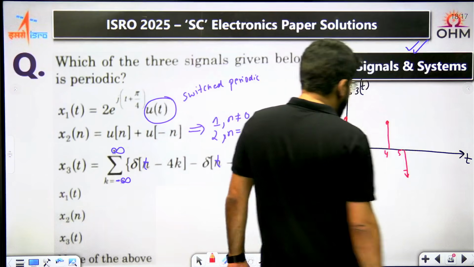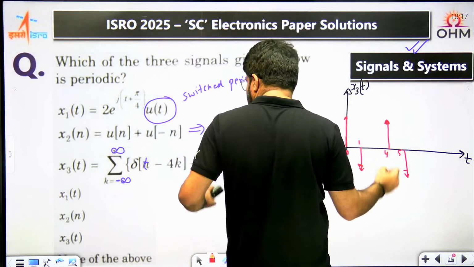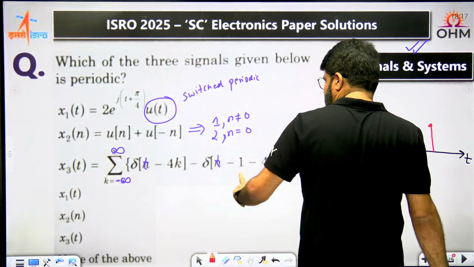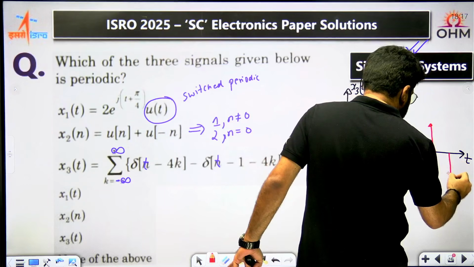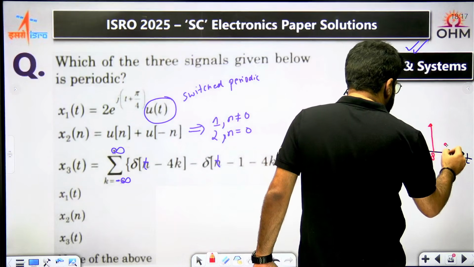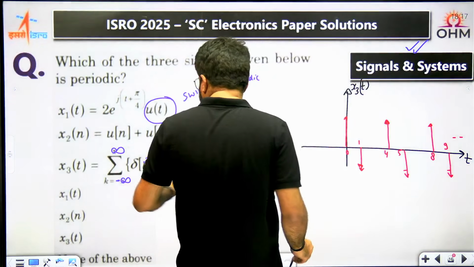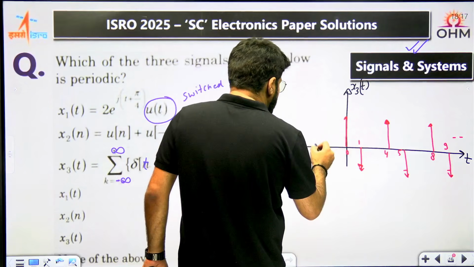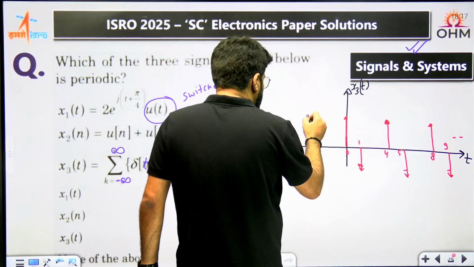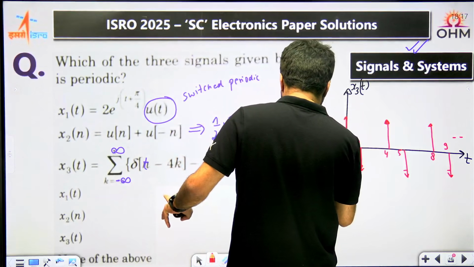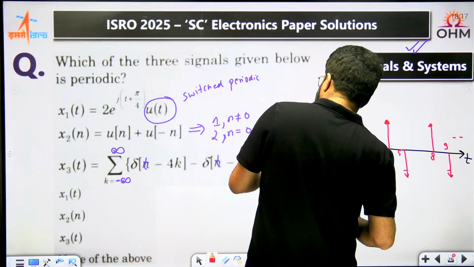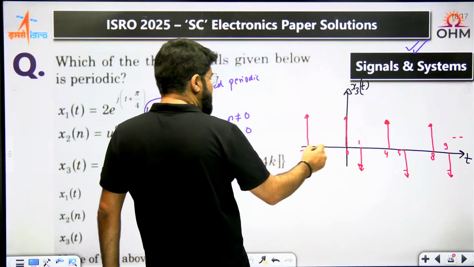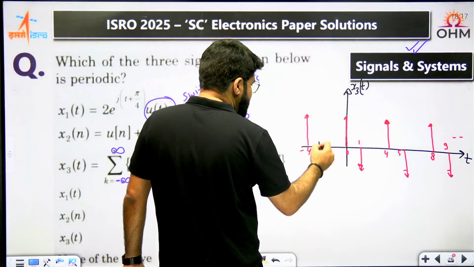I'll draw the negative side. Then k equal to 2, δ(t - 8), t - 1 - 8, t - 9, and that is a negative impulse. This is 8, this is 9, etc. This is clearly periodic. K minus infinite to infinite, k may be negative. If you take k = -1, you will get this one. δ(t + 4) is the impulse at minus 4, and then minus 1 plus 4, there will be δ(t + 3), the impulse at minus 3.